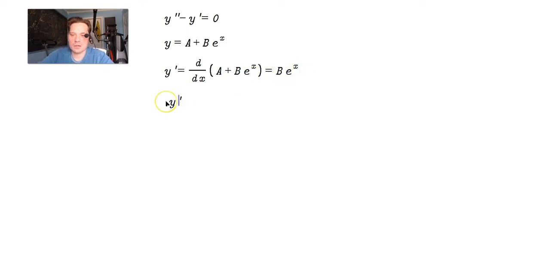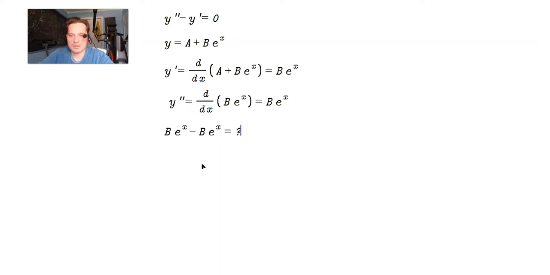Form y double prime. That would be the derivative with respect to x of b e to the x, which is then just b e to the x, because b is constant and e to the x is e to the x. So now you plug it in and see whether you get a 0 on the left side or not. So b e to the x minus b e to the x.